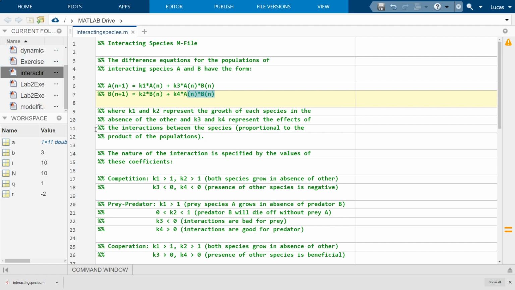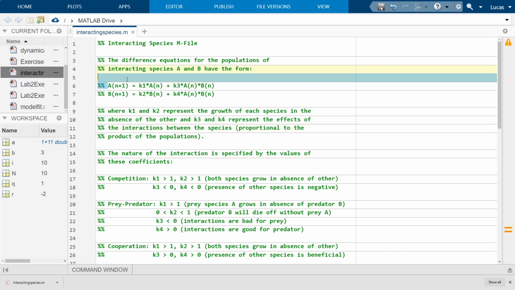form to what we saw for the dynamical systems, but these cross terms here, the An Bn terms, are taking the place of that constant b term that we saw before, where K1 and K2 represent the growth of each species in the absence of the other, and K3 and K4 represent the effects of the interactions between the species, proportional to the product of the populations.